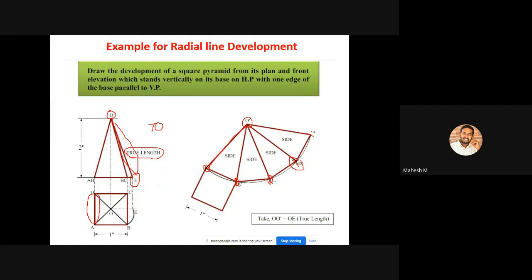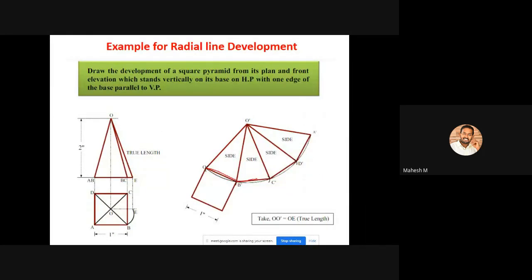So this is the end point of this radial line. This radial line contains an end point, which we do not know initially. So we can identify the end point only with the help of these 4 arcs. Then you can join all the points with the apex. So you can join all the points with the apex, like this. And also you can join all the points with a straight line.